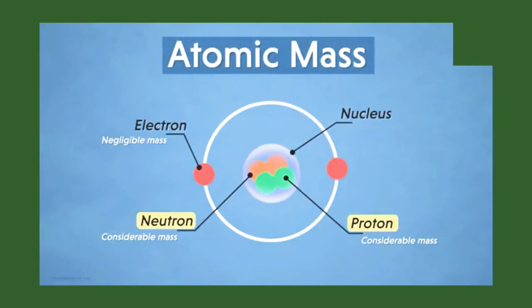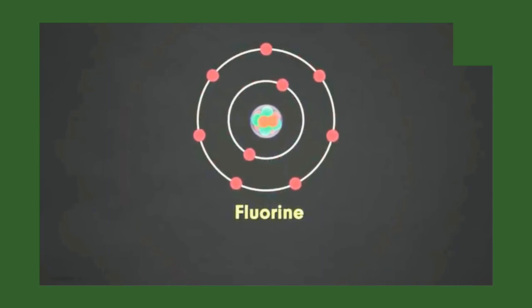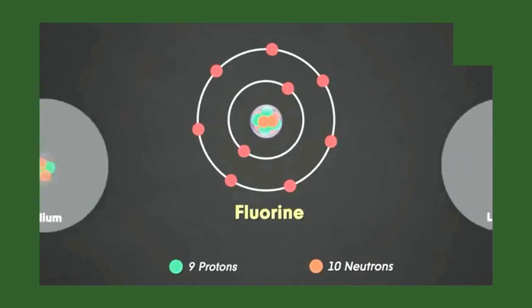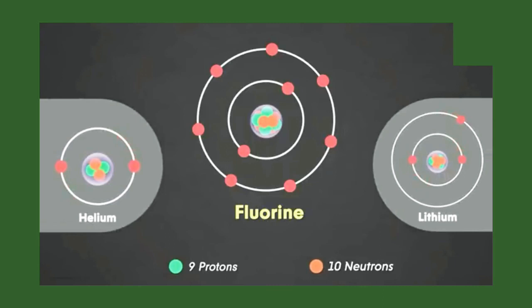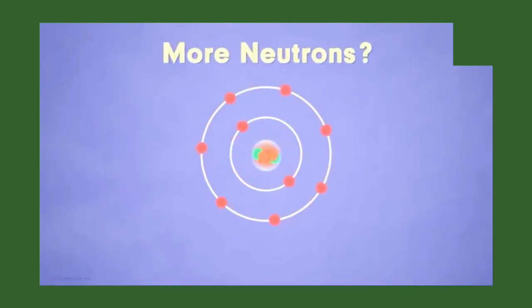Hence, the atomic mass is defined as the total number of protons and neutrons present inside the nucleus of the atom. It is also referred to as the mass number. Let us take a simple example. In case of a simple element like fluorine, we find that there are 9 protons and 10 neutrons in the nucleus. Wait a second. We have always come across cases when the atomic nucleus has an equal number of protons and neutrons. So how is it that the number of neutrons is more?